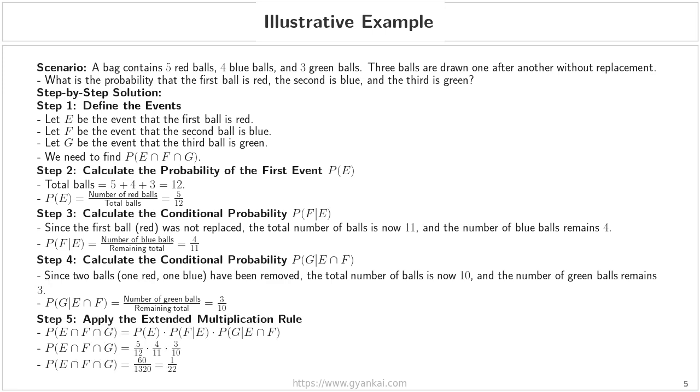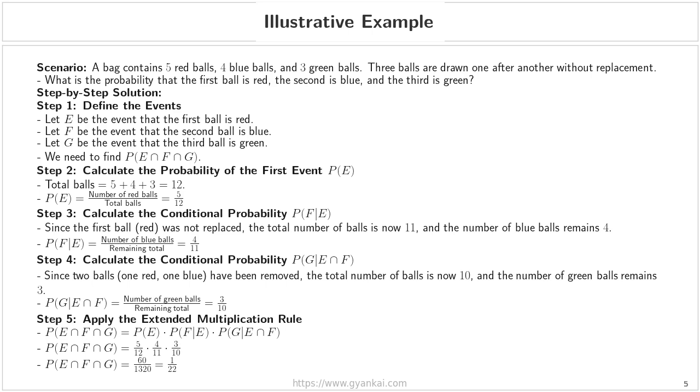Finally, in step 5, we apply the extended multiplication rule that we studied in the previous slides. We multiply the probability of the first event by the subsequent conditional probabilities. This means we take the probability of E, multiplied by the probability of F given E, multiplied by the probability of G given E intersection F mathematically.